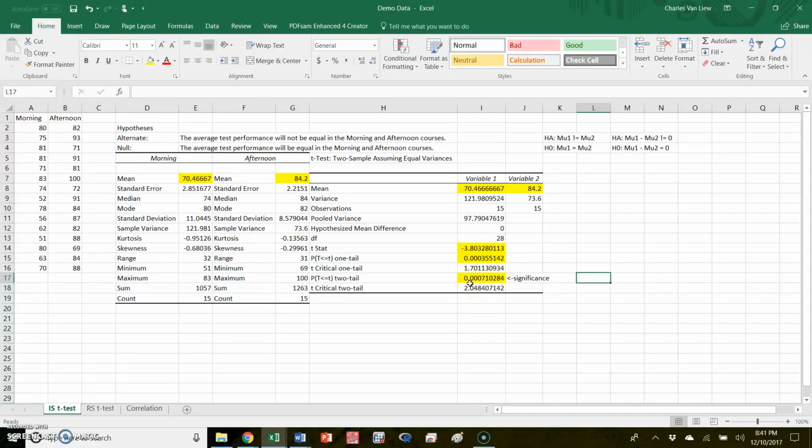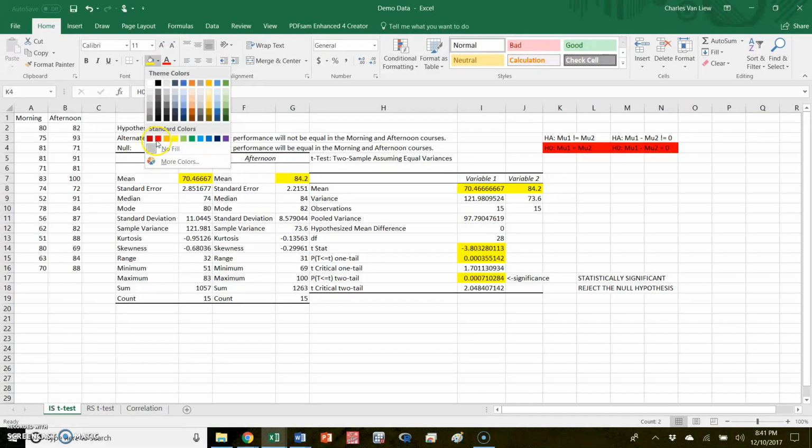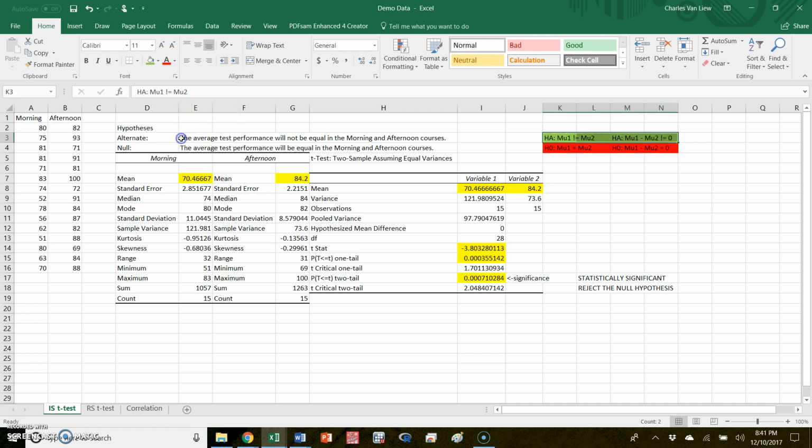And this is 0.0007. So we would call this statistically significant, and we would reject the null hypothesis as a result of this, right? So we would reject this hypothesis. That is, that the difference between them is 0. We'd say, no, this difference is not 0. So we're going to reject the null, which means that we find support for the alternate hypothesis. So support for this alternate hypothesis.